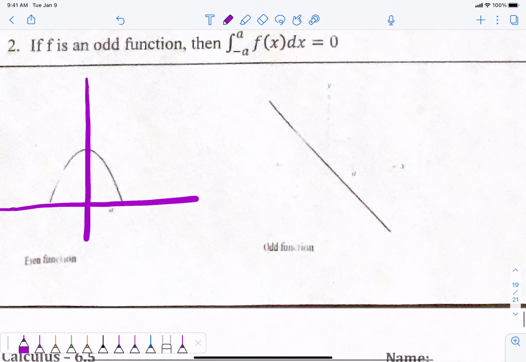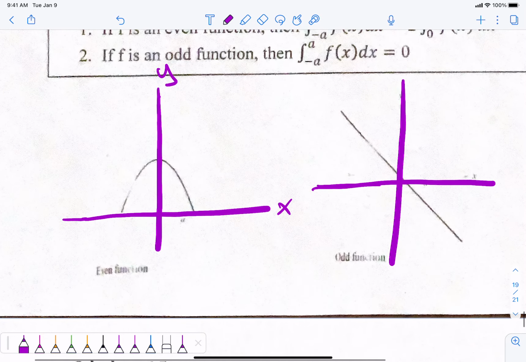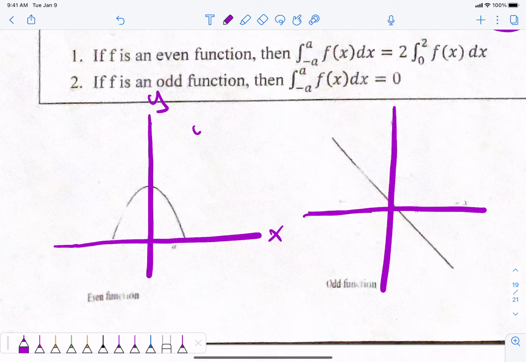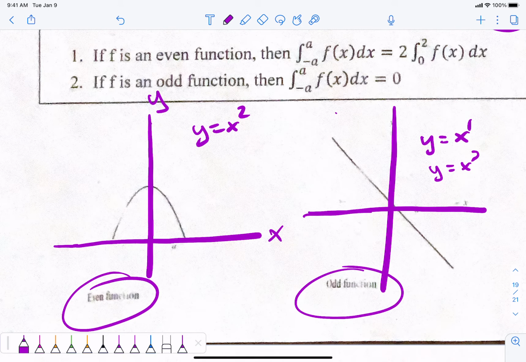Here's the x and y axis. Here's the y axis, here's the x axis. There's this function that goes like this, something like that. That's an odd function and an even function. X squared and x to the first. This is like y equals x squared, and this is like y equals x to the first power, or it could be y equals x to the third power. It doesn't look like this, but x to the third power would look like that, and the same rules apply. So you have even functions versus odd functions.